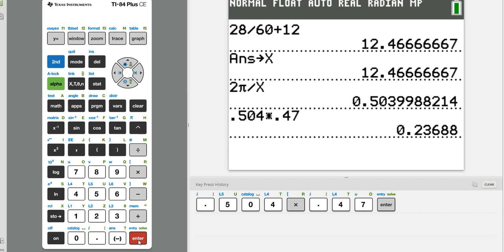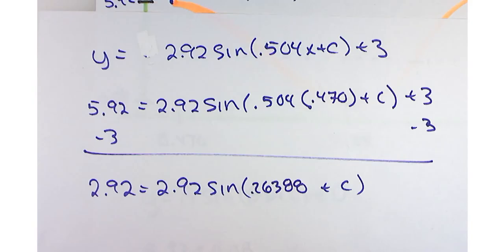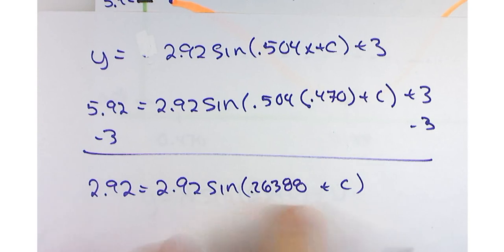0.23688 plus c. So I'll put that in for c, and I want to solve for c now. Well, let's make my life even easier.